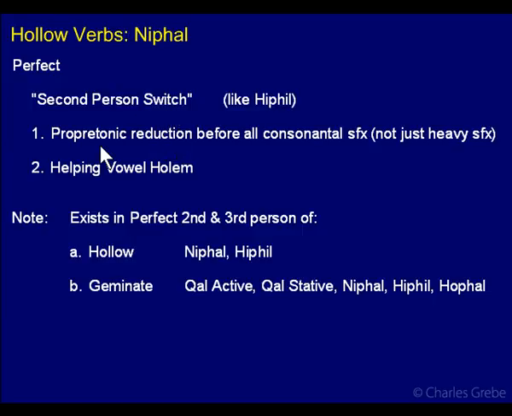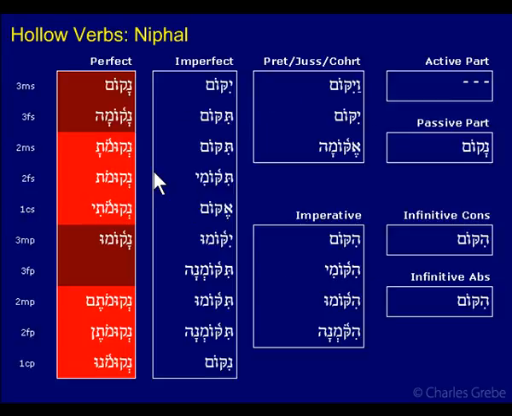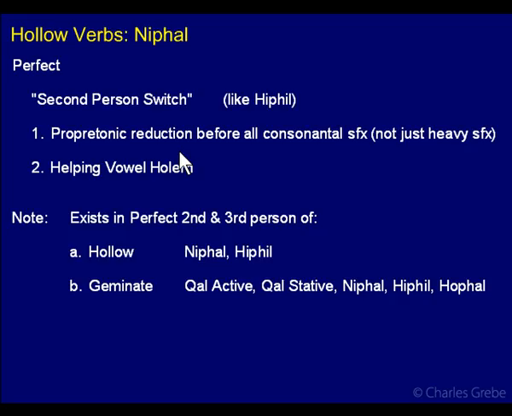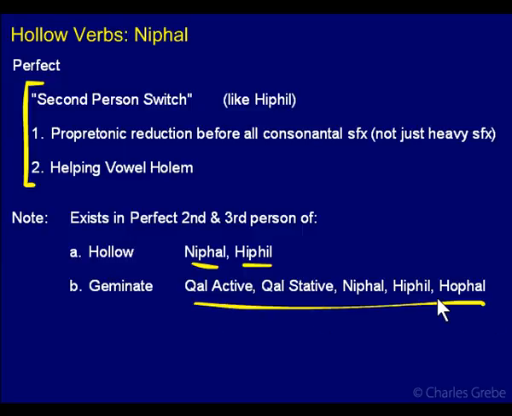This is the theme vowel switch. This is qamets to shva. And then we have this additional helping vowel, the holem. That's over here. So we have a 3-part second person switch: what we normally see, and then 2 additional parts as well. Now this second person switch on steroids, or whatever we want to call it, this 3-part second person switch in the perfect, we've seen it here in the Niphal for the hollow verbs. We'll also see it in the Hiphil for the hollow verbs, and then we'll see it in all the geminates.